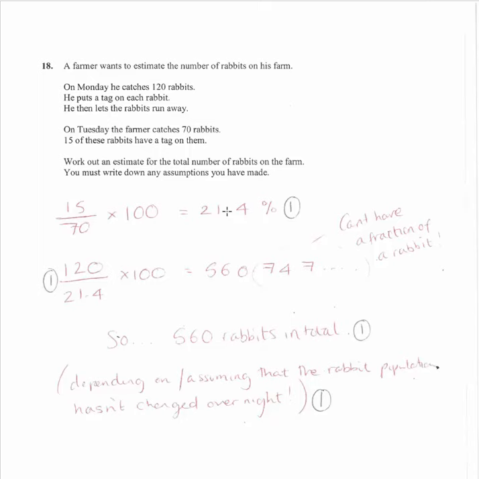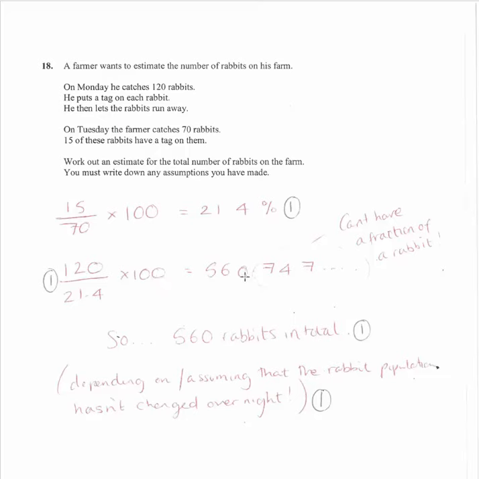Now that must mean in that case that the 120 would be 21% of the whole amount to make the fraction the same. So if 120 is 21%, dividing it by 21.4 as it was, gives you what 1% is. Multiply that by 100 and you get 560.